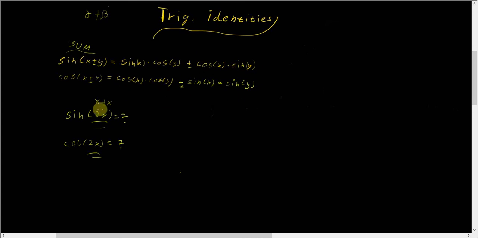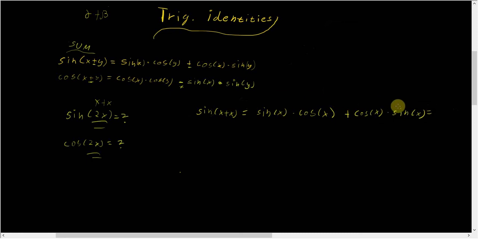Based on these two formulas, I'm going to be deriving these two popular identities with you guys. So I can write sine of 2x as sine of x plus x. So I'll rewrite it. And what is this equal to? Well, I'll just look at my formula. So sine of x times cosine of x plus cosine of x times sine of x.